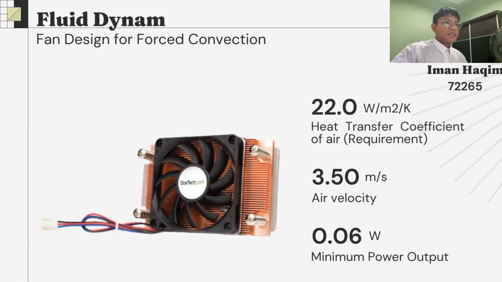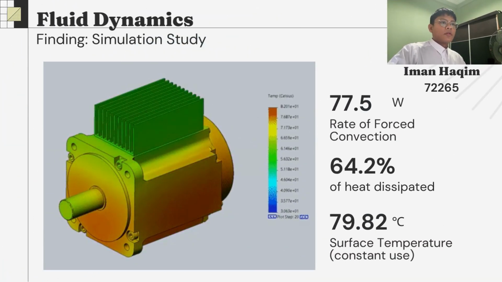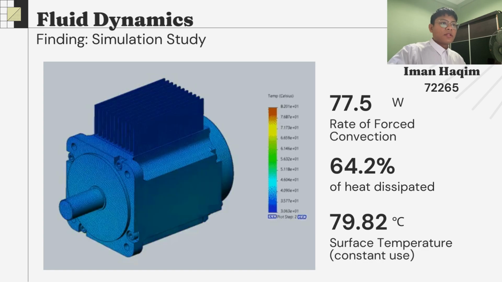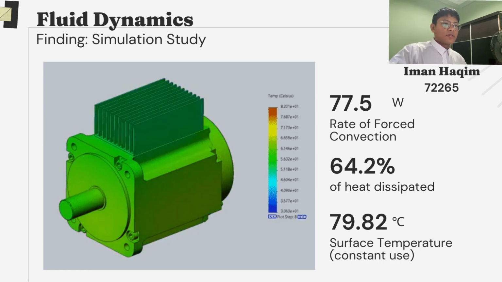After doing the analysis, it was found that the heat transfer coefficient of air, which is the requirement, is 22 watt per meter square per Kelvin. The air velocity is 3.5 meter per second, and the minimum power output is 0.06 watt. The rate of forced convection is 77.5 watt. 64.2% of heat generated by the motor is dissipated, and the surface temperature of the motor is 79.82 degrees Celsius under constant use.